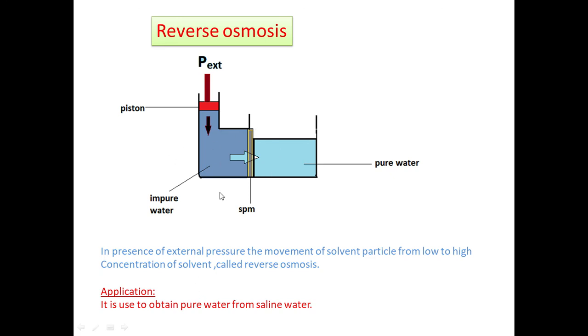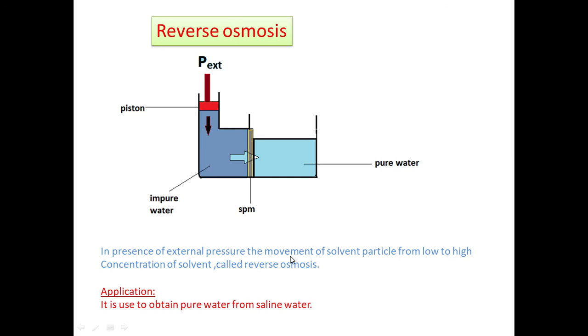You can see here the assembly is like that. The saline water is compressed by a piston with the help of pressure, and a force is applied against the concentration gradient. The tendency of the pure water is to move toward the saline water, as osmotic pressure works toward the saline water. But by applying external pressure, we reverse the direction of that osmotic pressure. That's why it's called reverse osmosis.